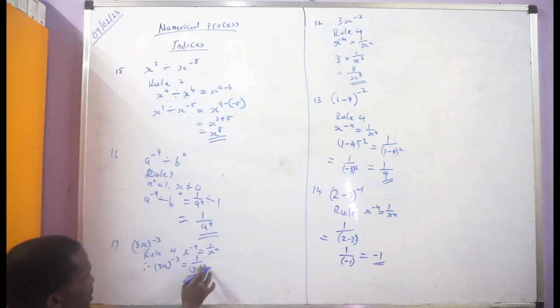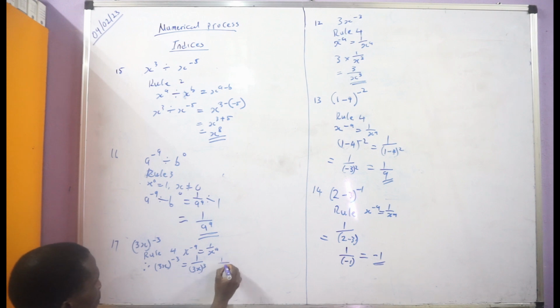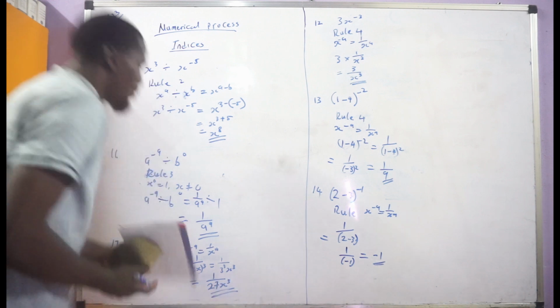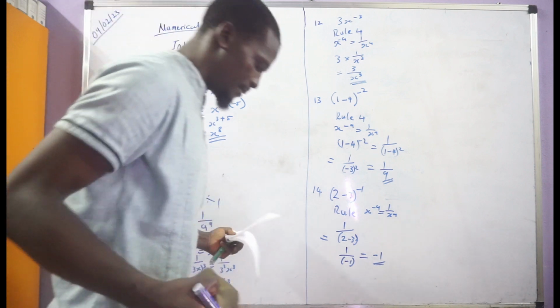So you can distribute this one on this. So we have 1 over 3 raised to power 3 x raised to power 3. 3 times 3 is 9. 9 times 3 is 27. So our answer will now be 1 over 27x raised to power 3. That is the answer for number 17.